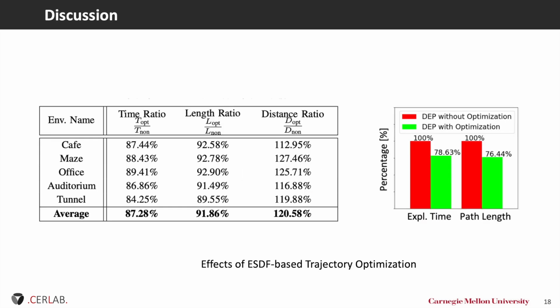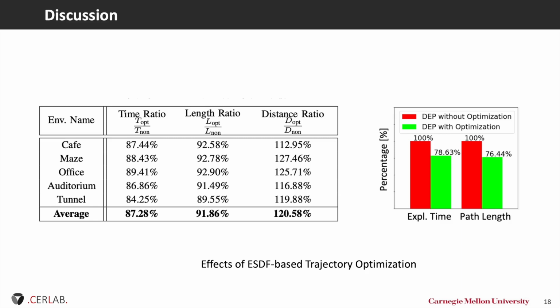To analyze the effectiveness of the ESDF-based optimization, we compare data of our planner with and without optimization. On the left table, the percentage ratio indicates the comparison between optimized trajectory and a non-optimized trajectory. It turns out that in each planning iteration, the optimized trajectory is shorter, both in time and path length, and also has a larger distance to obstacles.